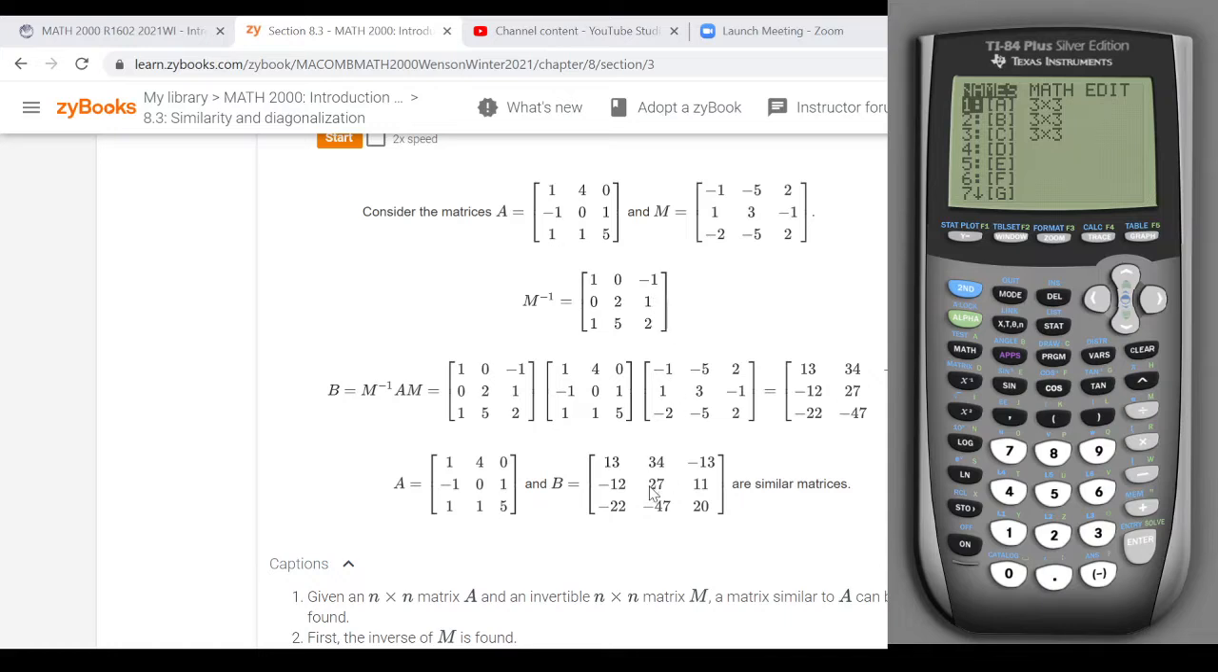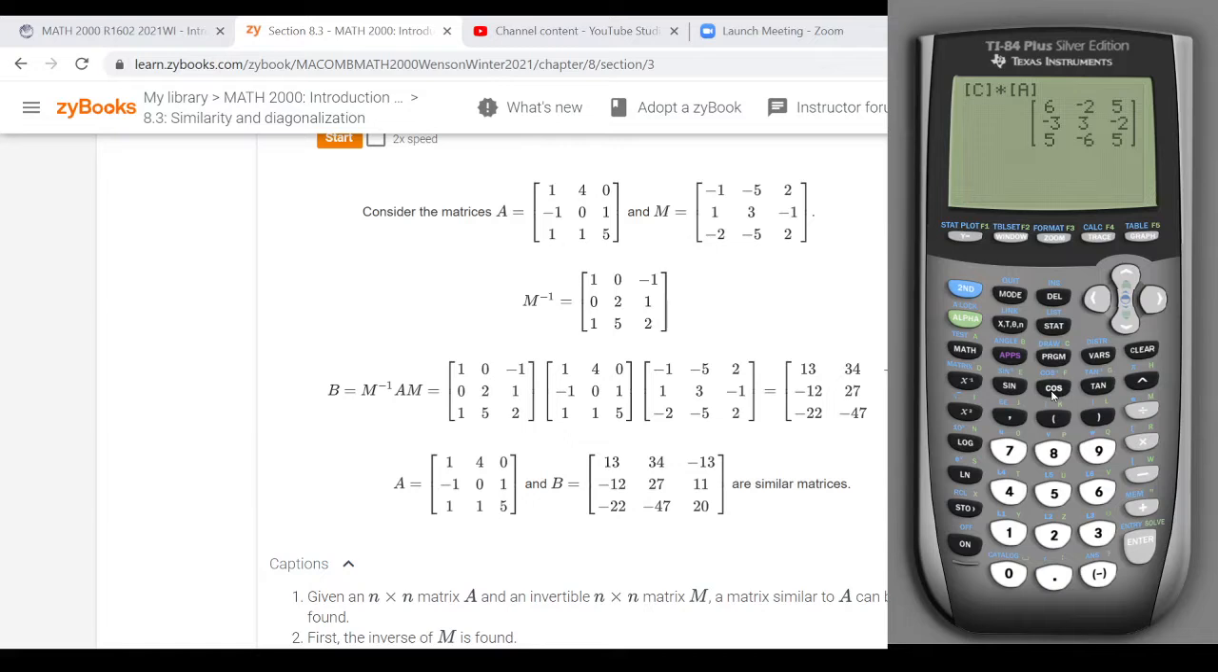So like I said, this matrix A and matrix B are again considered similar matrices because you can find an invertible matrix such that if you multiply one of them on the left and the other one on the right by that invertible matrix, you get the same result. Right? So let me get out of here. I'm going to make a calculation screen. I'm going to take my matrix C, which was the matrix M, and multiply it by matrix A.